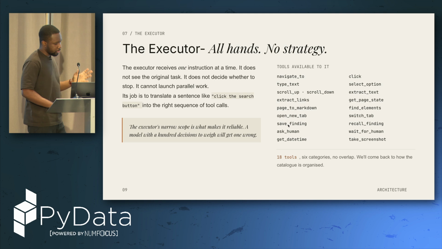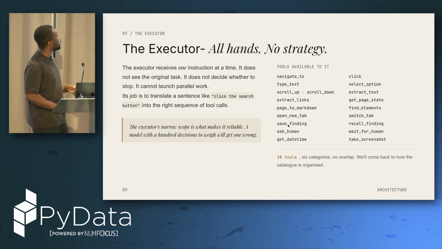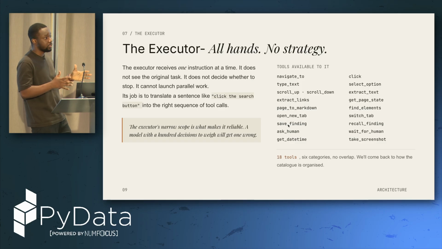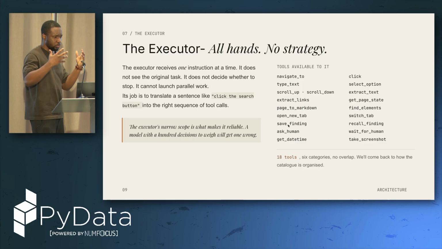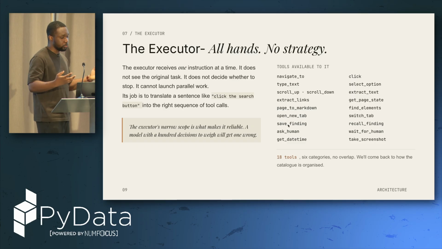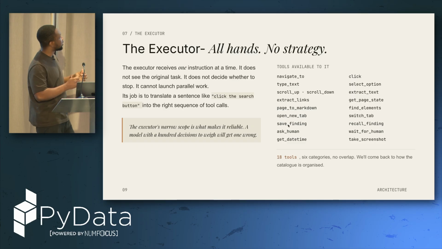So talking about the executor now. When the planner makes up the plan on what next to do, it passes that off to the executor. The executor receives one instruction at a time, and it does not have access to the state of the world or what the user wants to do. The executor only has access to tools and instructions given to it by the planner. This way we can keep those two logics separate.